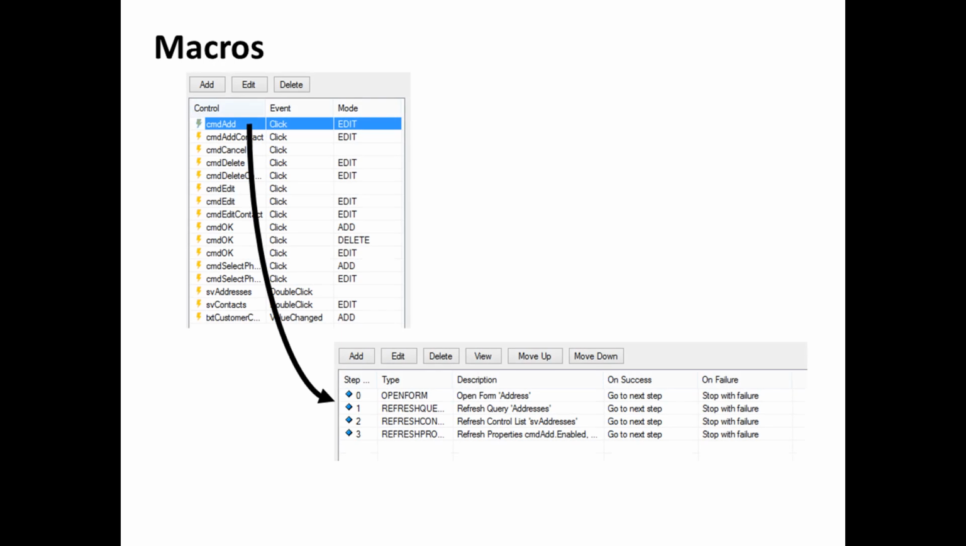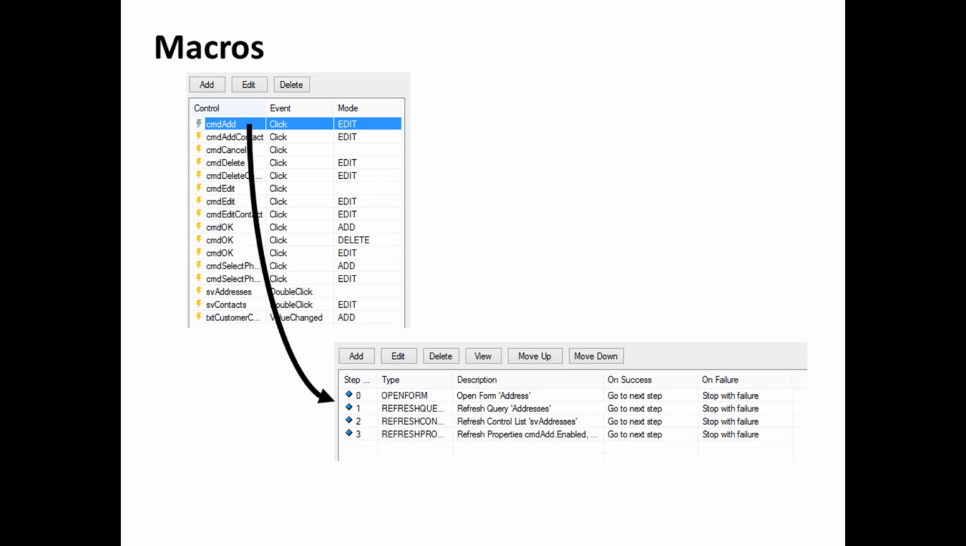Macros. Macros are very similar to SQL jobs, except they are started by events, rather than the SQL agent. Effectively, they are a series of steps that can either succeed or fail. There are a variety of step types which are covered in another tutorial.